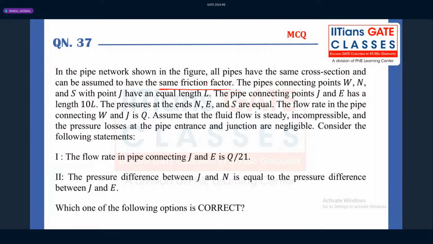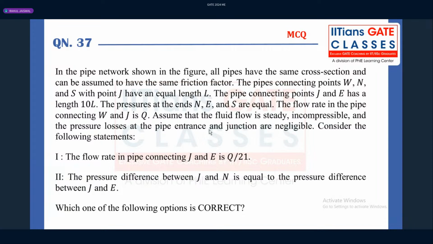The pipes connecting point W, N, and S with the joint J have equal length. The pipe connecting the point J and E has a length of 10 L. The pressure at the ends N, E, S are equal. The flow rate in the pipe connecting W and J is Q. Assuming the flow to be steady, incompressible, and the pressure losses at the pipe entrance and the junctions are negligible. Consider the following statements: the flow rate in the pipe connecting J and E is equal to Q by 21. The pressure difference between J and N is equal to the pressure difference between J and E. Which of the following options is correct?